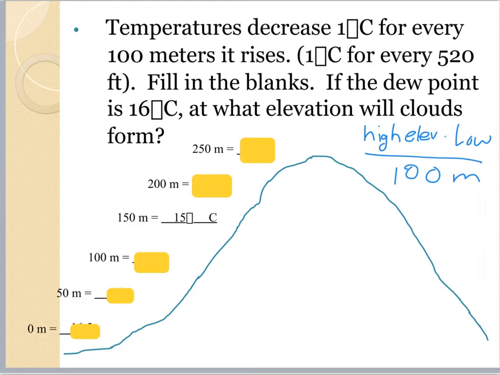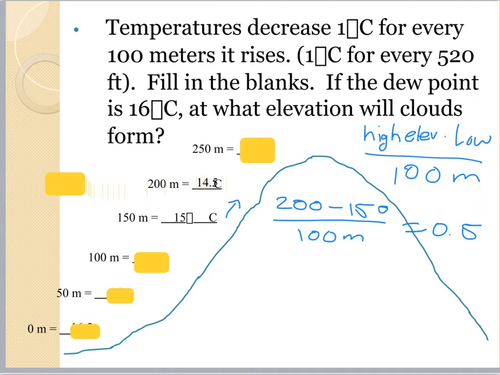So in this first example, if we go up, my high elevation is 200. My low elevation is 150. And we divide by 100 meters. If we do that math, you should get about 0.5. That means it's going to change by 0.5. Next, if we're going higher, that means we have to subtract a half of a degree because it gets colder. So 15 minus 0.5 would give us 14.5.